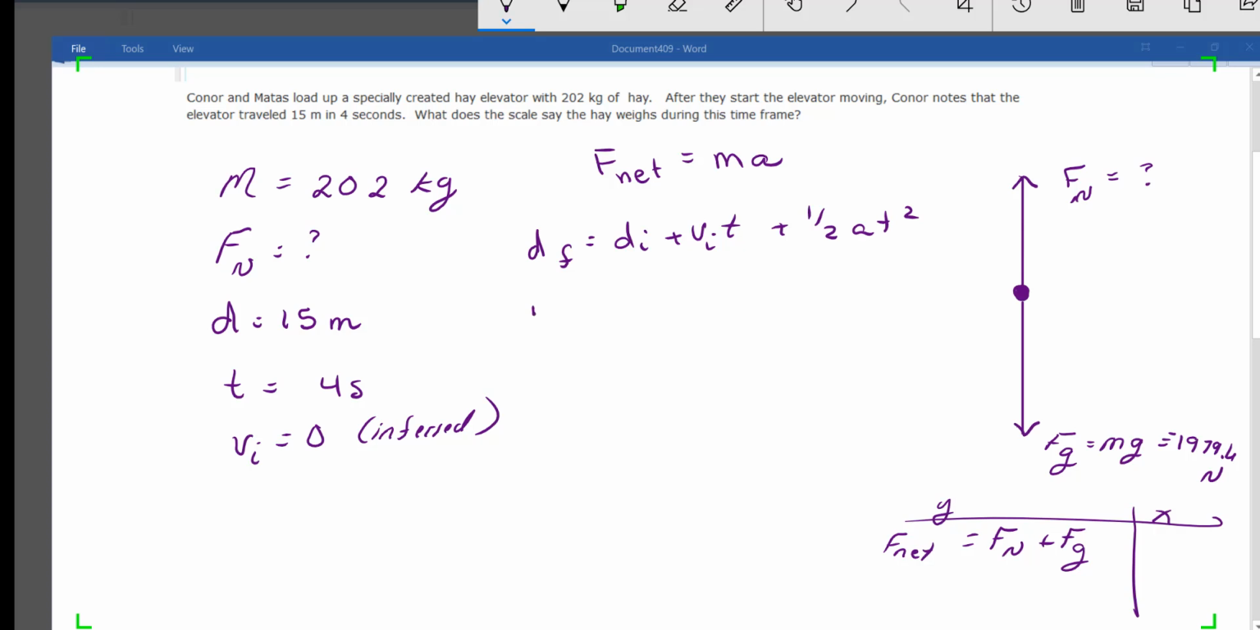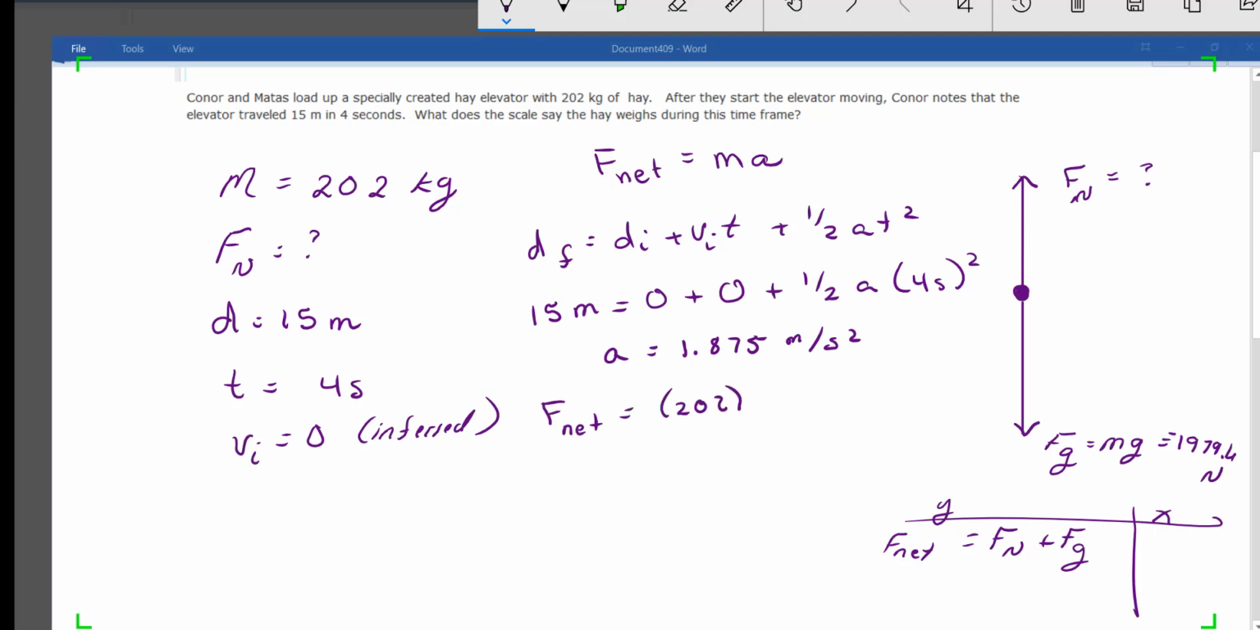With the information I have, I can use df equals di plus vi t plus 1/2 a t squared. df is 15 meters, di is 0, as always. Vi t is 0, so then I have 1/2 a times 4 seconds squared. So then I'm just going to solve it for a. So I get the acceleration is equal to 1.875 meters per second squared.